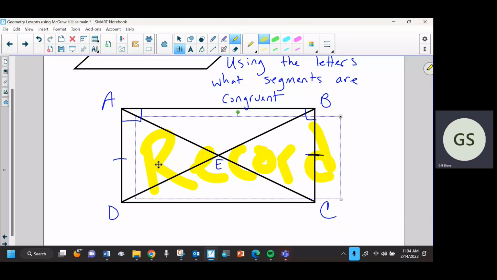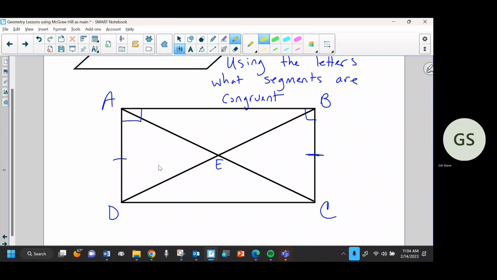All right, so again, this is a rectangle. There is a way to prove based on the information I've given you, the markings I've given you. I'm just telling you it's a rectangle. What is congruent using those letters?